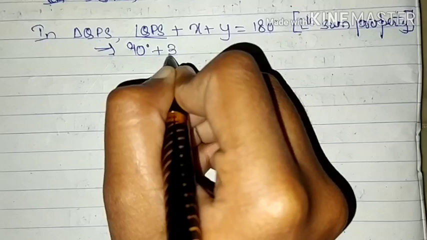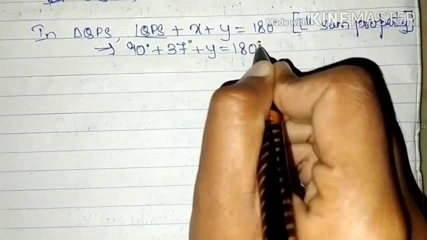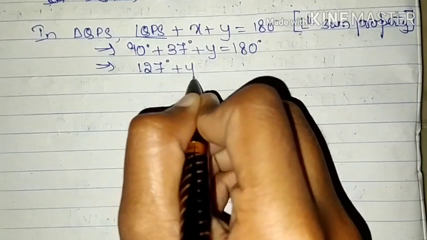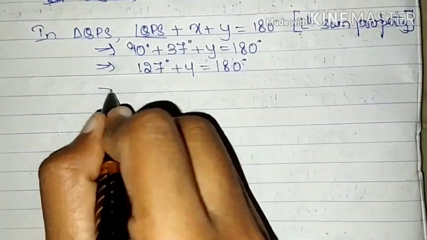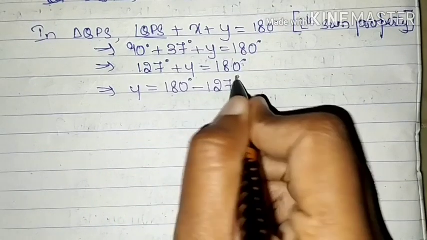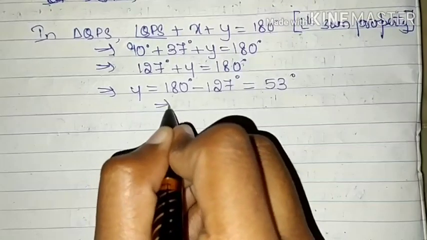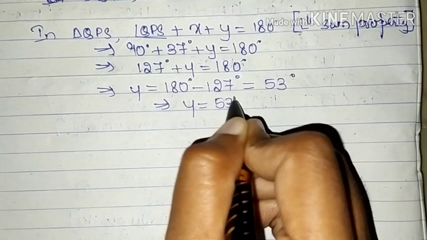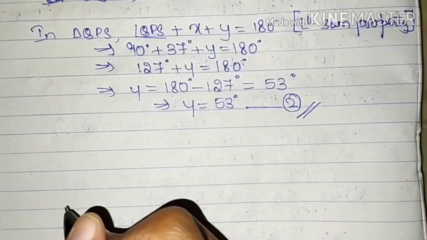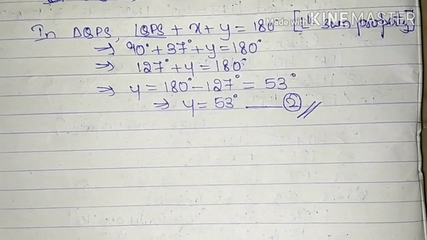And we found the angle x to be 37 degrees, plus y is equal to 180 degrees. So this implies 127 degrees plus y is equal to 180 degrees. This implies y is equal to 180 degrees minus 127 degrees, which is equal to 53 degrees. This implies angle y is equal to 53 degrees. This is our second result. So we were supposed to find the values of x and y, and we found x is equal to 37 degrees and y is equal to 53 degrees. This is the solution to the question.